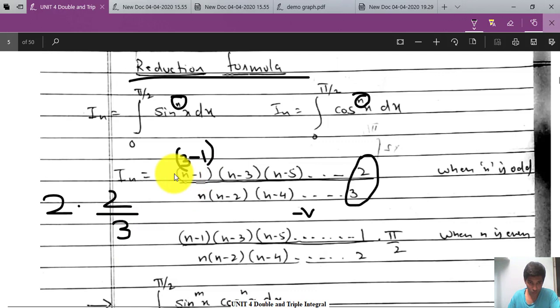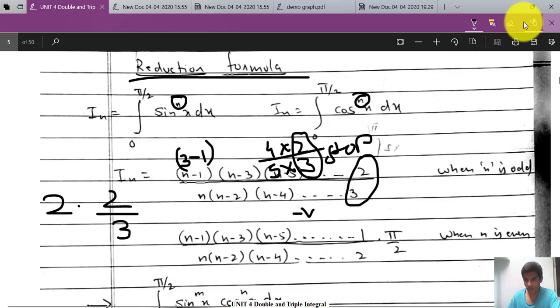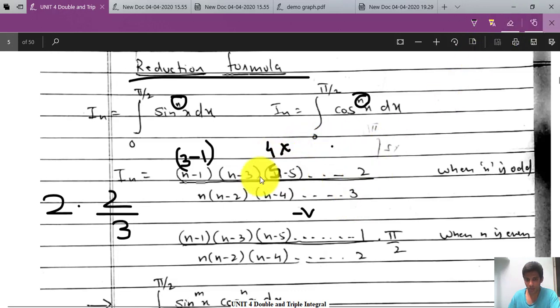In fact, if it is 5, then 5 minus 1 is 4, then 5 minus 3 is 2, and 5 minus 5 is 0, so don't take it. And here it is 5 into, then 5 minus 2, it is 3. Every time you evaluate it, you will always get 2 by 3. When you get 2 by 3, please stop. And this is the general thing which I had given you. So coming back to the problem, it is 2 into, that is 4, so the total answer will be 4 by 3.